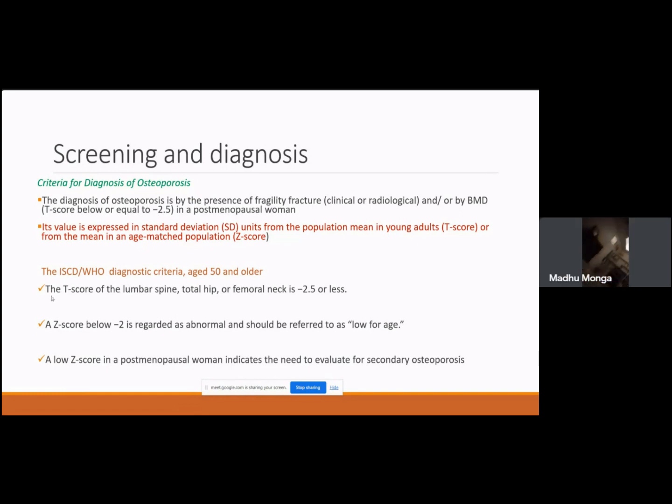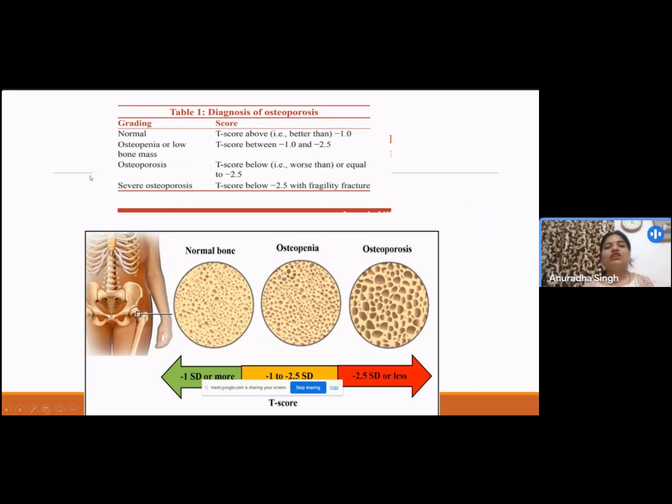Now, this T score and Z score is important to understand, and the values are very easy to remember. A T score of the lumbar spine, total hip or femoral neck is minus 2.5 SD or less. A Z score of minus 2 or less, and a low Z score is essential to look for secondary osteoporosis also. So we remember it as a T score of minus 2.5 standard deviation or less, and a Z score of minus 2 or less. Now, this is a table in which the normal T score is more than or equal to minus 1. Osteopenia or low bone mass is minus 1 to minus 2.5. Osteoporosis is below minus 2.5, and severe osteoporosis is below minus 2.5 with fragility fracture.